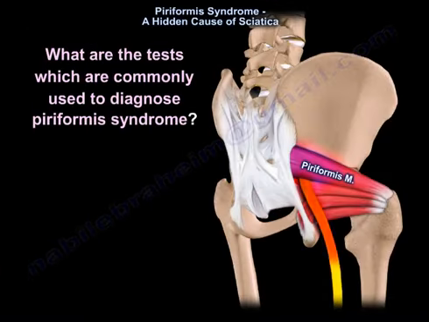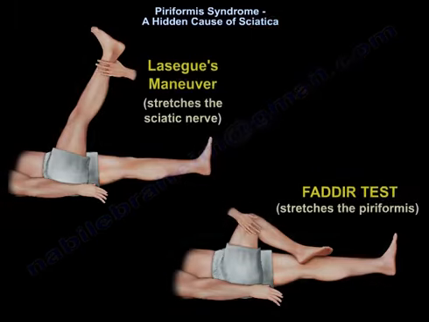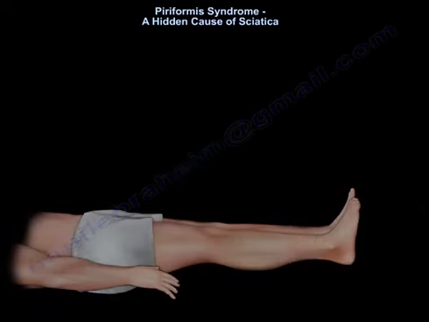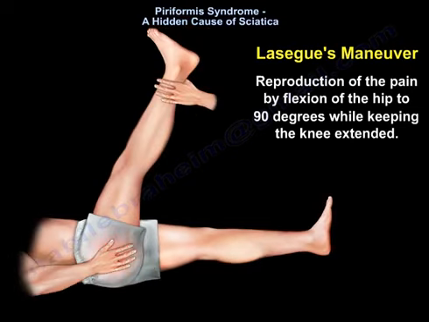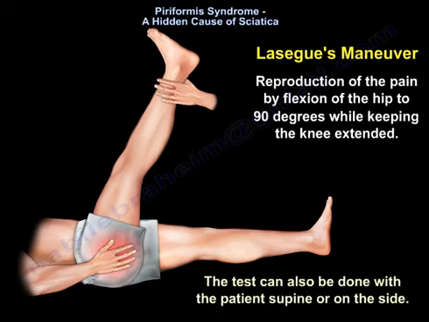So what are the tests that are commonly used to diagnose piriformis syndrome? The Lasègue maneuver stretches the sciatic nerve, and the FAIR test stretches the piriformis. In the Lasègue maneuver, you reproduce the pain by flexing the hip of the patient to 90 degrees while keeping the knee extended. The test can be done with the patient supine or on the side.